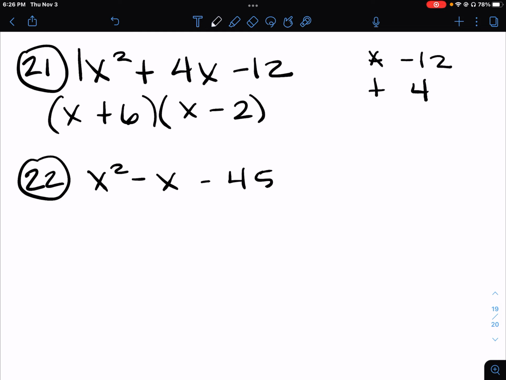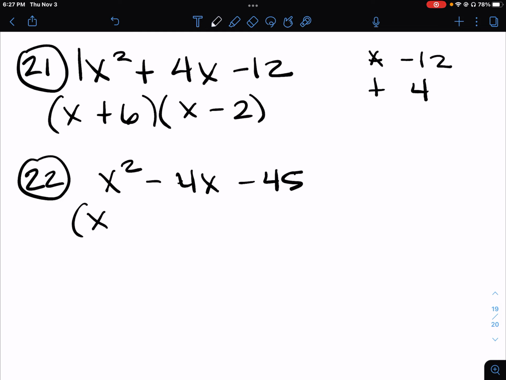On this problem, I think I did not mean for this problem to be like this. Okay, let's work it. I'll change it on the handout before I give it to you. So let's work this problem. X squared minus 4x minus 45. Okay, which would be negative 9 and positive 5.